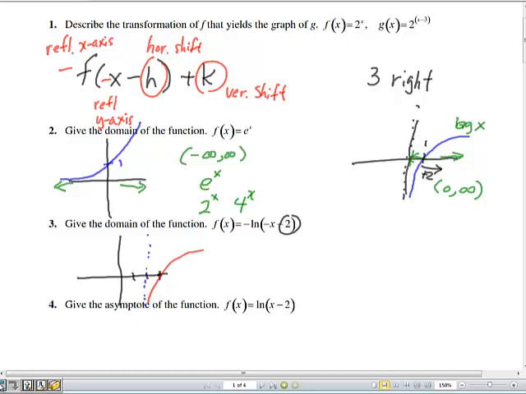Okay, but we have to flip it on the x-axis, and we have to flip it on the y-axis. Now, what is my domain? This is kind of a tricky one. Now my domain will be from negative infinity all the way up to positive 2.